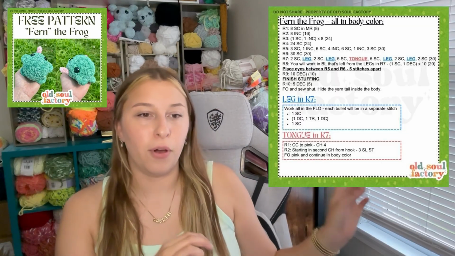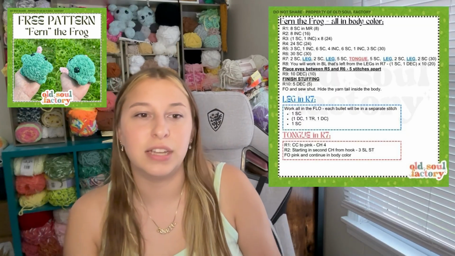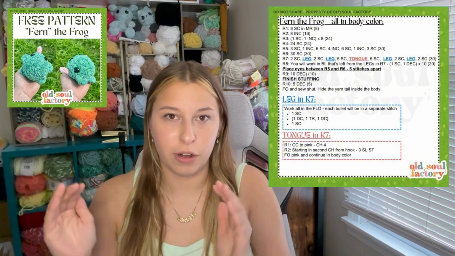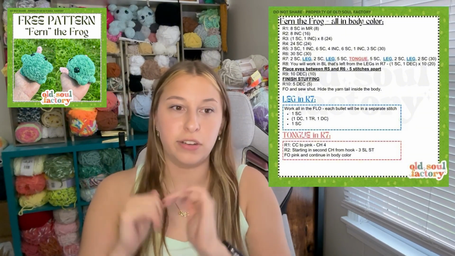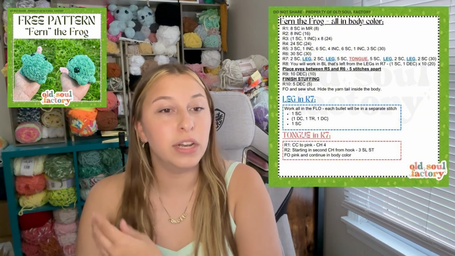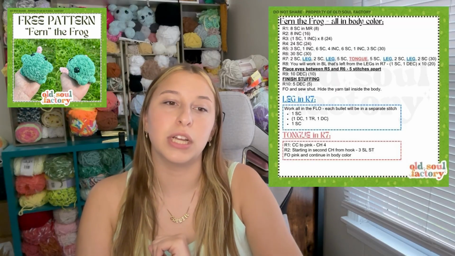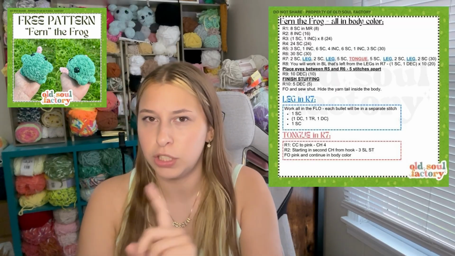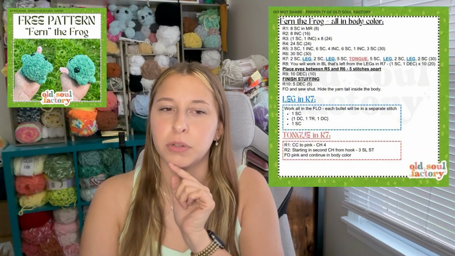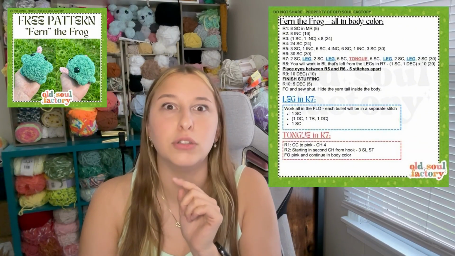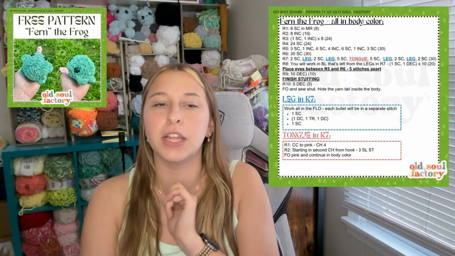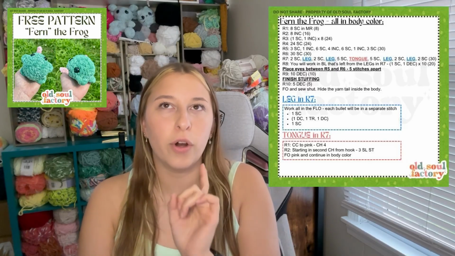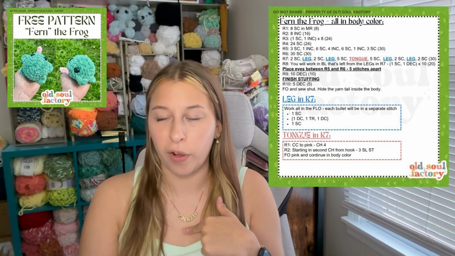You can see that I put R1, 8 SC in MR, and then in the parentheses I put 8. So this is going to be row 1. There's going to be 8 single crochets in a magic ring, which I don't think I mentioned in the abbreviations part, but that's one of the first things you really learn as a crocheter, I feel like. MC or MR, but I always use MR for magic ring.